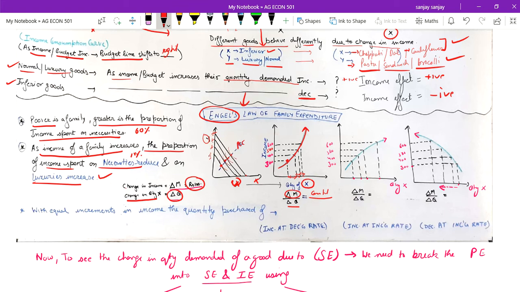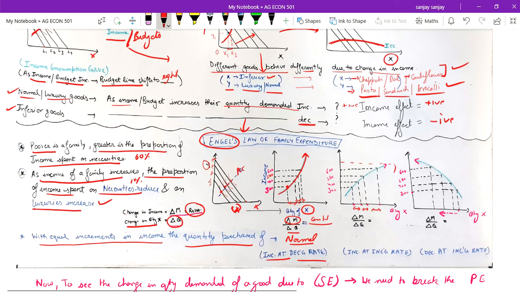So what kind of a good is it? It is a normal good. With equal increments in income, the quantity demanded of a normal good increases at a decreasing rate. And when the quantity demanded of a good increases at an increasing rate, the changes in quantity demanded are increasing. Let's say if you put it at 700, the change might be more. Delta Q, that is the numerator, is increasing, and the denominator is increasing and numerator is constant.